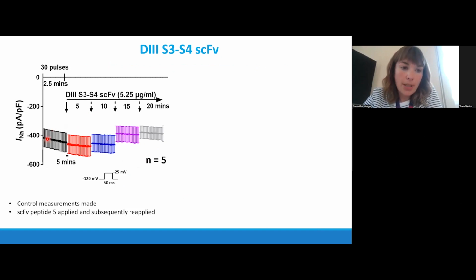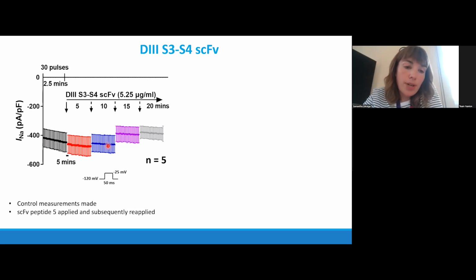So it's the fixed pulse again for 30 pulses, 2.5 minutes under control condition. Then the single-chain antibody against domain 3, S3, S4 region is applied, incubated for a few minutes, and then the fixed pulse protocol starts. This first step covers the 5-minute period, the second one the 10, third 15 minutes, and 20 minutes, and so on. And between each of these, the solution is refreshed and an IV curve is recorded.